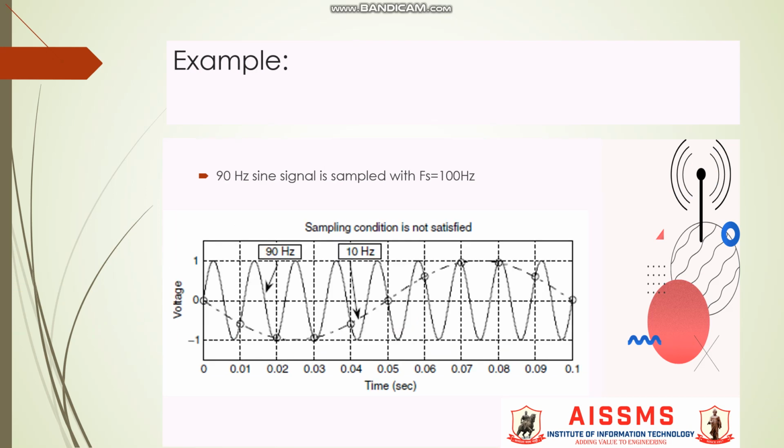Here is another example. When the input frequency of the signal is 90 Hz and the sampling frequency is 100 Hz, we know that the minimum sampling frequency required for faithfully reconstructing the signal in this case is 2 into 90, which is 180 Hz. But here the sampling frequency is 100 Hz and the sampling theorem is not satisfied, leading to a mismatch between the original signal and the reconstructed signal.